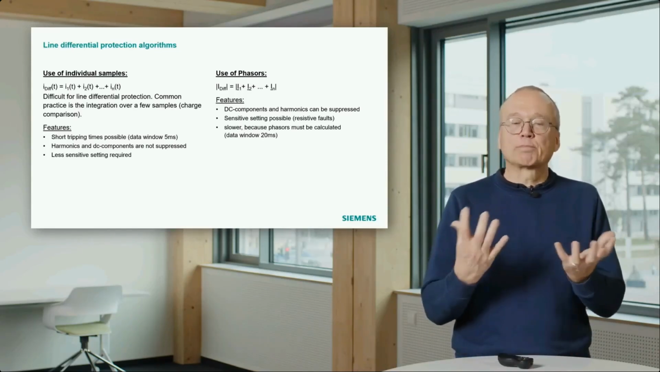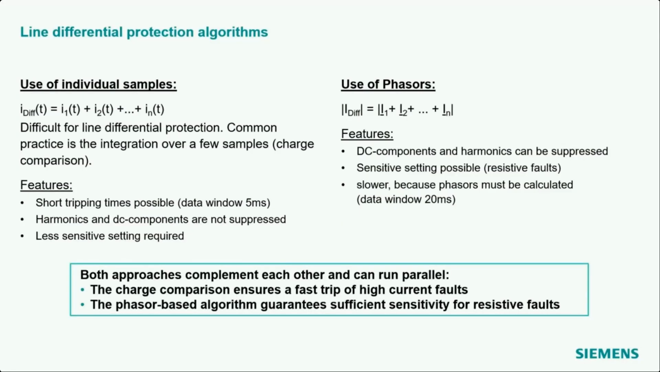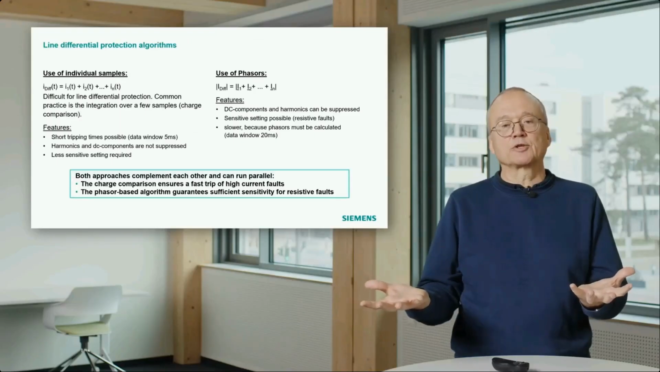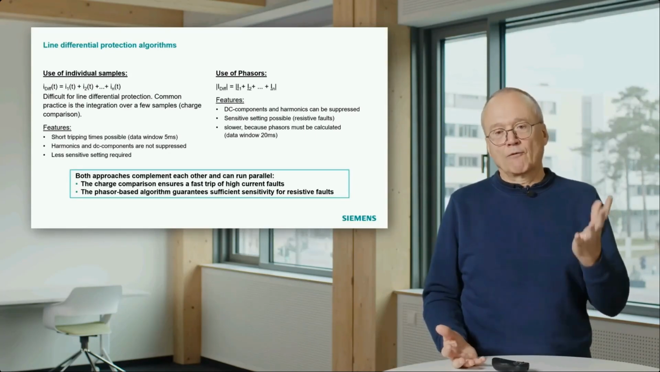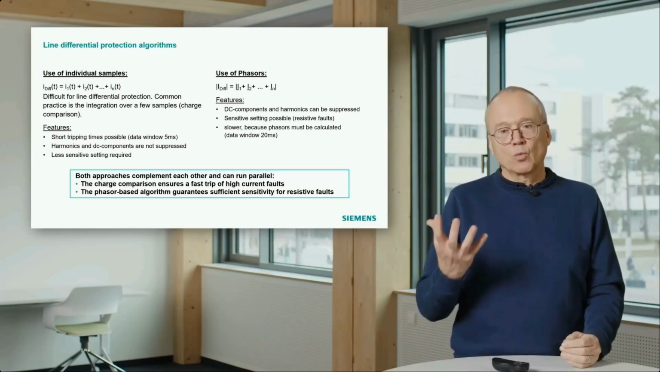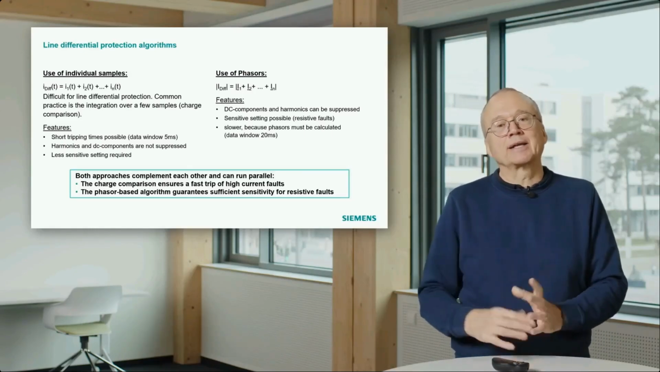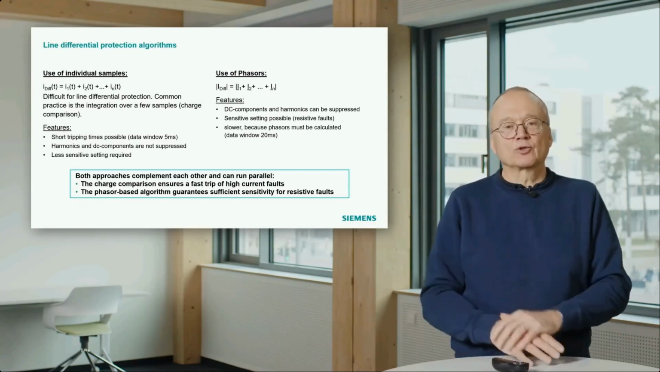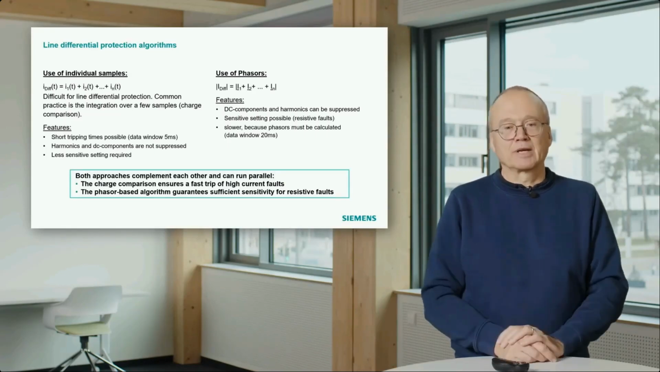And that means these two approaches complement each other. And for that reason, we typically have both approaches running in parallel in line differential protection. That means we have a charge comparison and a phasor-based algorithm running in parallel. The charge comparison will enable fast tripping for strong faults, and the phasor-based algorithm will then catch the faults with lower fault current where the higher sensitivity is required. And for these faults, the speed is not the big issue. That means it's not a big disadvantage that this algorithm is a bit slower.